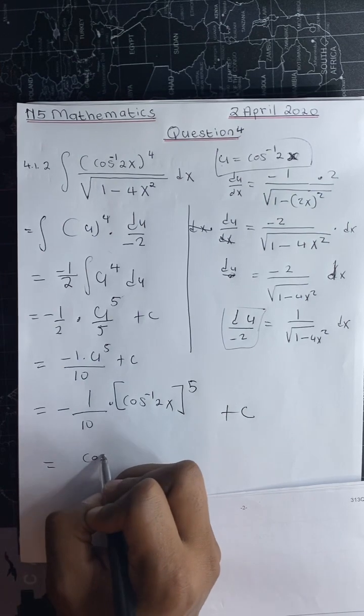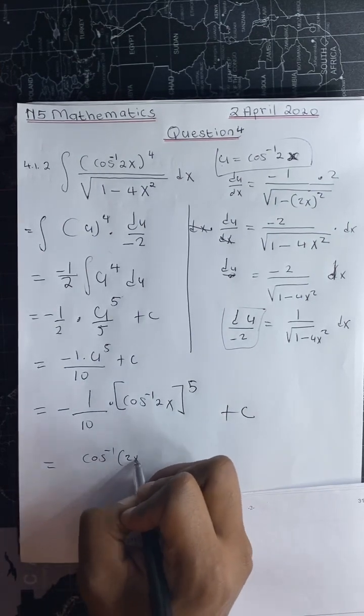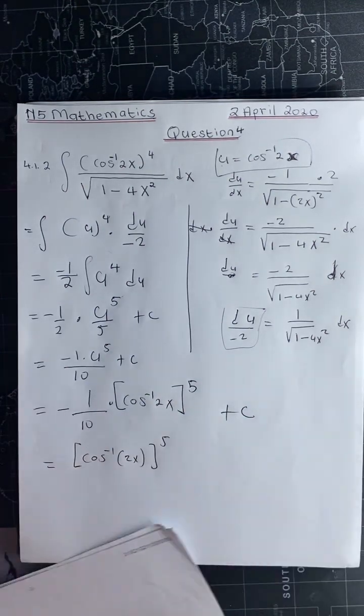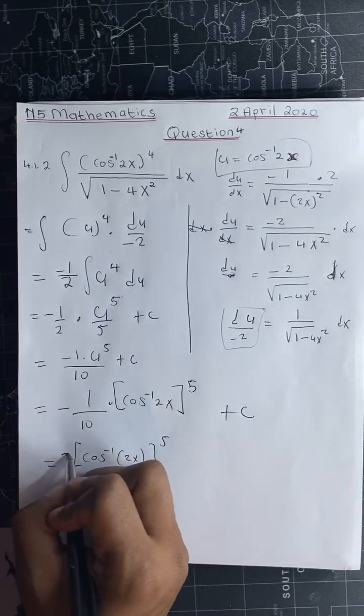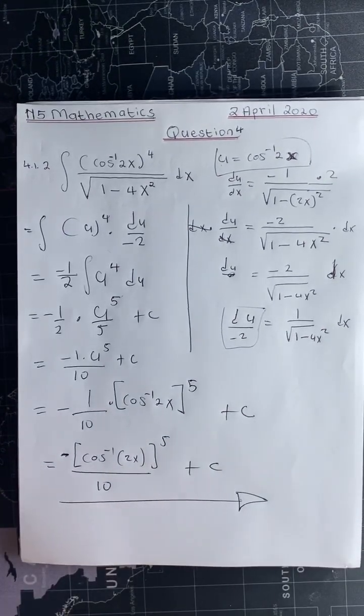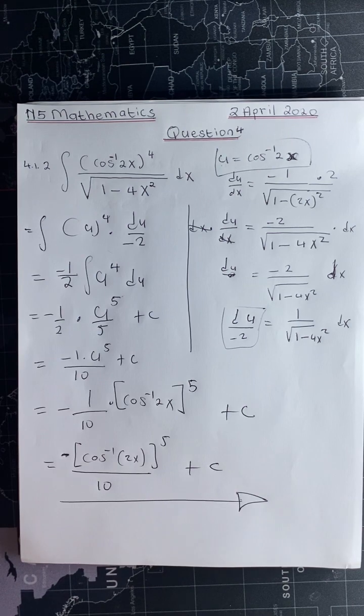So this will be negative arc cos of 2x raised to the power 5 over 10 plus c. And this will be our answer for question 4.1.2.